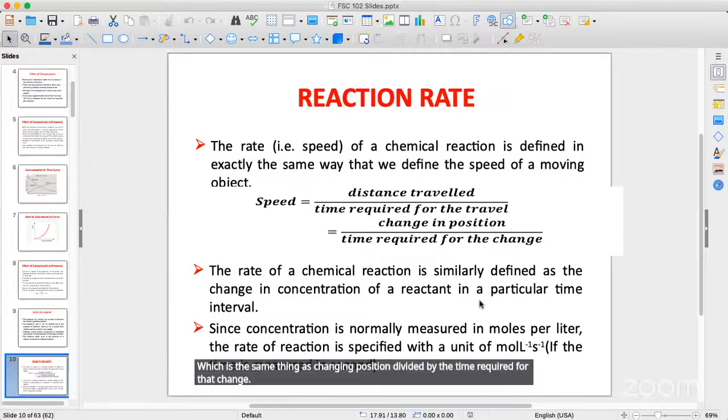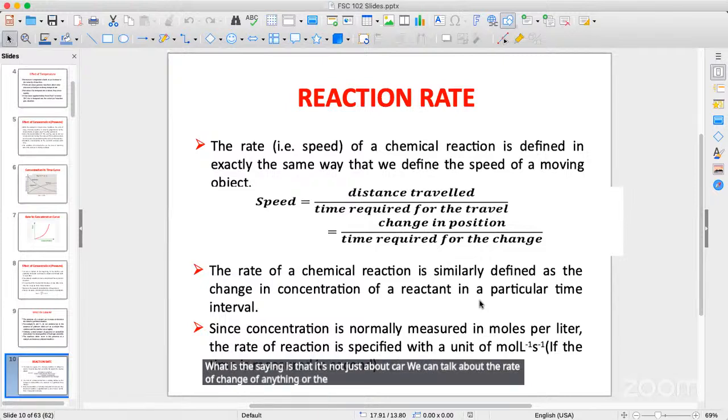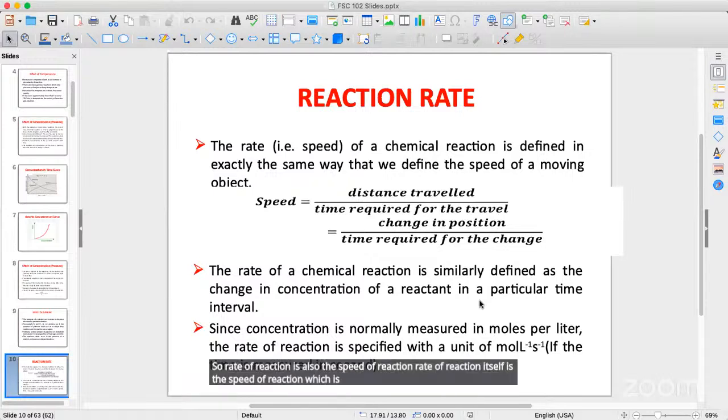What this is saying is that it's not just about cars. We can talk about the rate of change of anything, or the speed of change of anything. So rate of reaction is also the speed of reaction, which is also the rate of change with time. And we're talking about the rate of change of reactant to product with time.